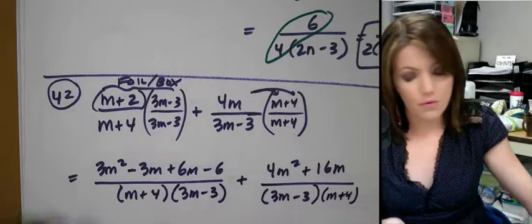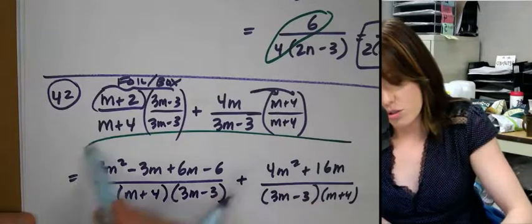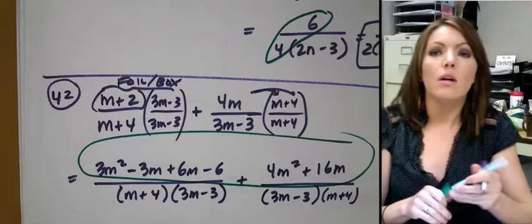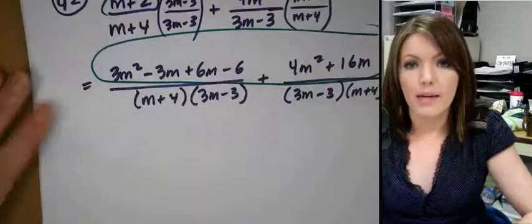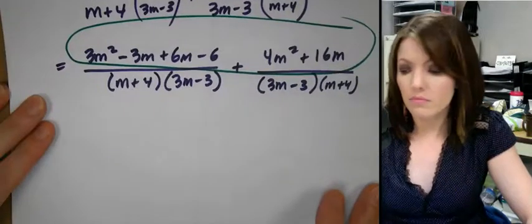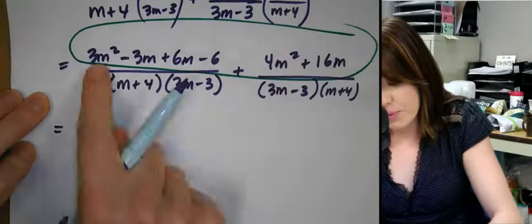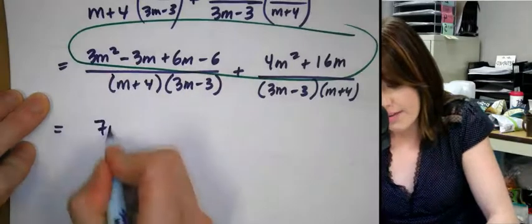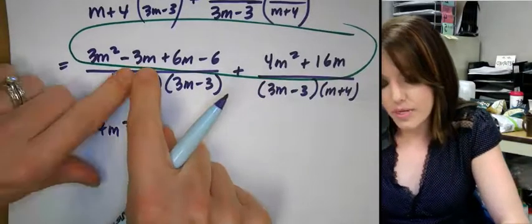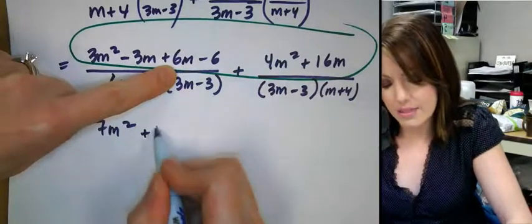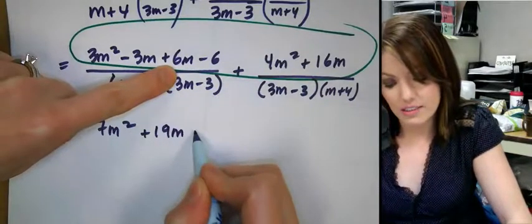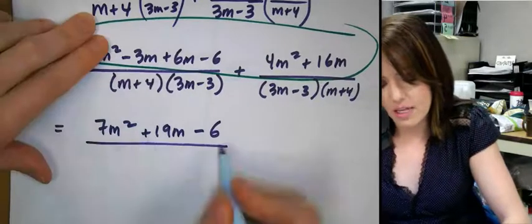Alright, so let's go through and combine any like terms that we have here. Okay, so on the top we've got 3m squared plus 4m squared is 7m squared. Negative 3m plus 6m is 3m. 3m plus 16m is 19m. This looks fun. And then a minus 6 on the end.